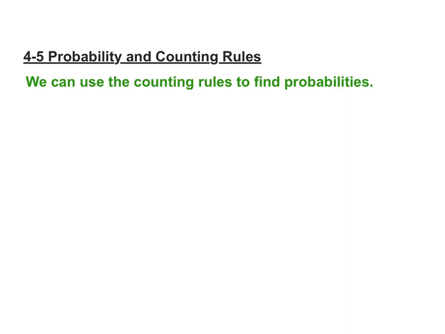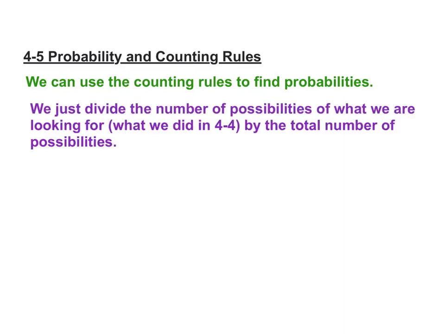We're going to use the counting rules to find our probabilities. And we're going to divide those possibilities, what we did in 4.4, by the total number of possibilities. So the same conceptual idea for probability exists. That doesn't change. It's just that we're going to use those formulas and counting rules to help determine the number of choices we're trying to come up with out of the total number of possibilities.